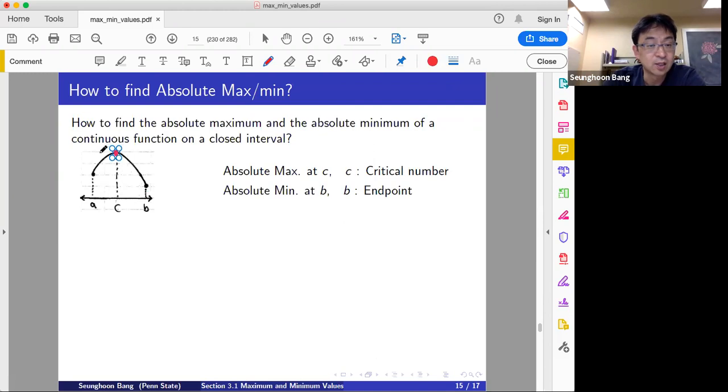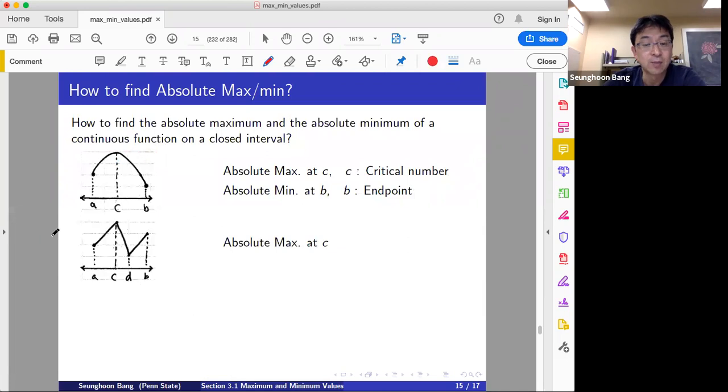What are C and B? C is here. We have f prime of C equal to 0. C is in the domain, so it's a critical number. What about B? B is an endpoint. It's right. We have the absolute maximum and absolute minimum at a critical number and an endpoint. This is one idea. Second graph. So what happens?